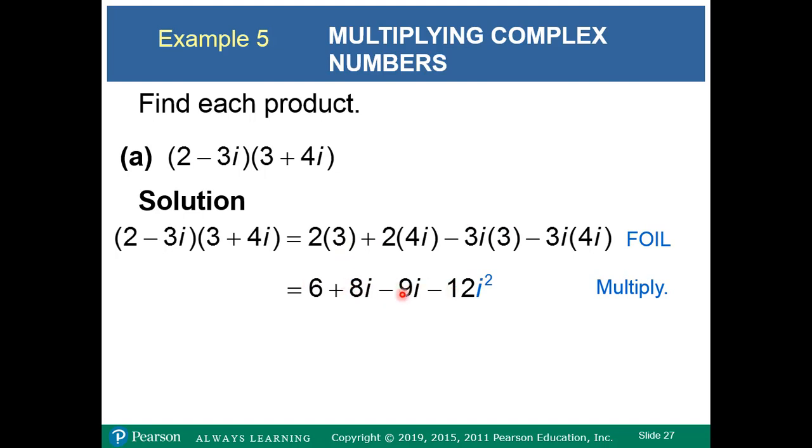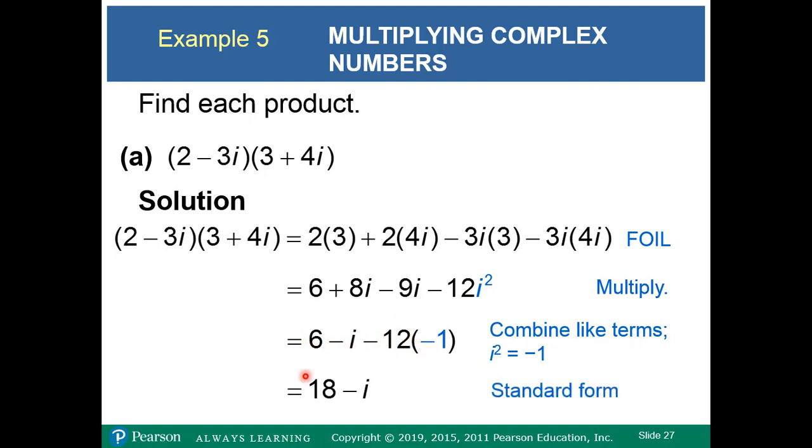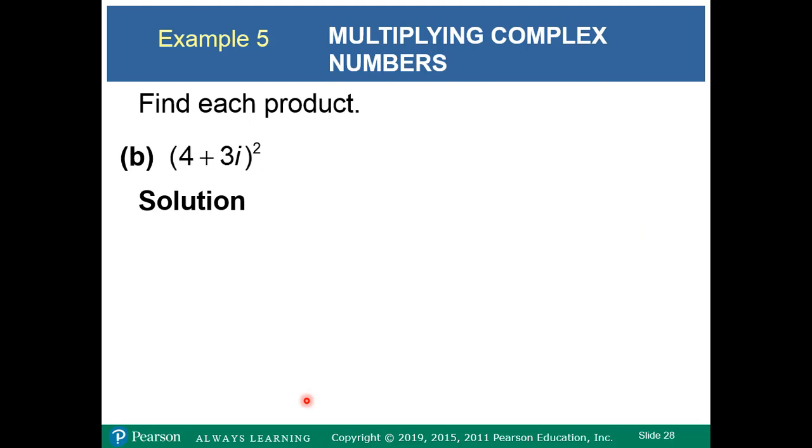And so now what we can do is combine like terms, right? So we have 8i minus 9i, which is going to give us what? A negative i here, right? So then this is negative 1, right? And so now we're going to simplify. So now this is going to be a plus 12, and then add it to the 6 and we get 18. Okay? And so our final answer is 18 minus i in standard form.